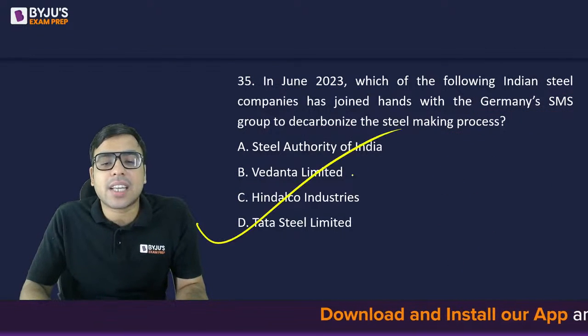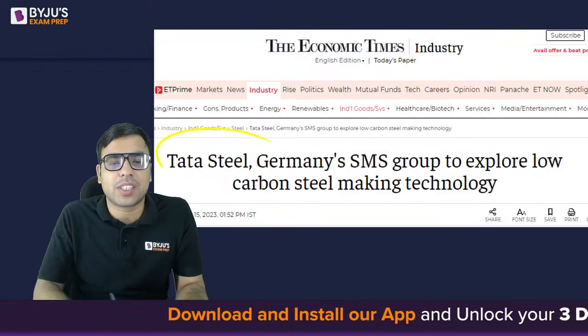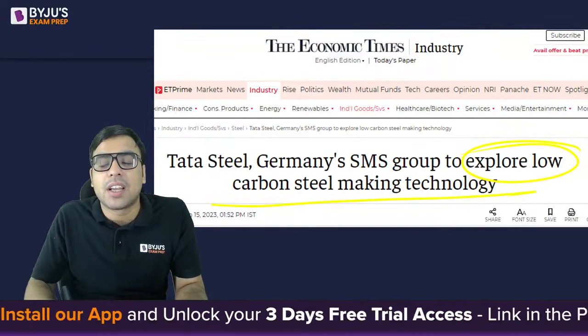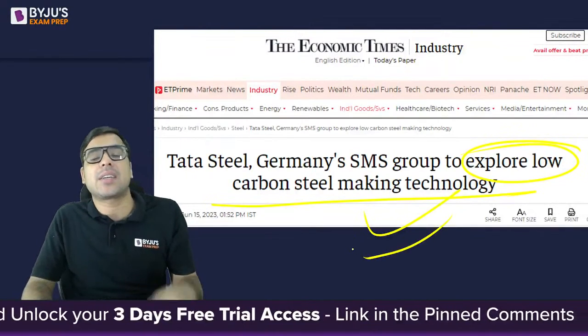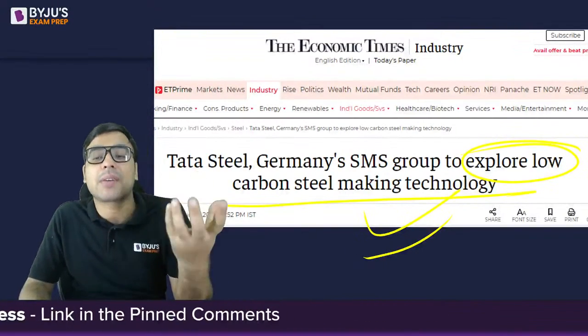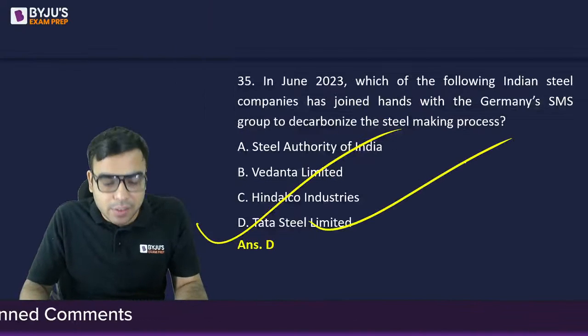The right answer is Tata Steel Limited. Tata Steel, Germany's SMS group to explore low carbon steel making technology. जिससे जब स्टील बनाया जाए तो कार्बन पोल्यूशन यानी कार्बन डाइऑक्साइड वगैरह ये कार्बन एमिशन कम से कम हो. Yes, that is what is being talked about.